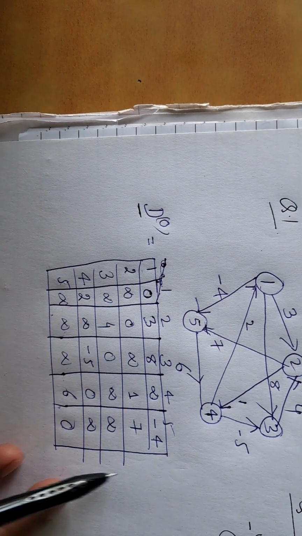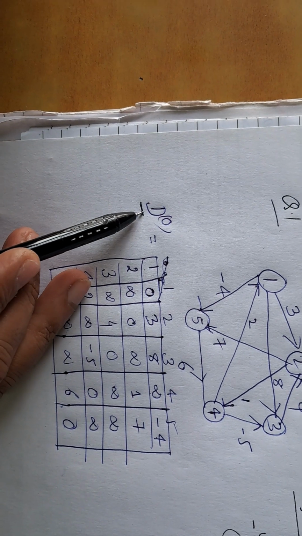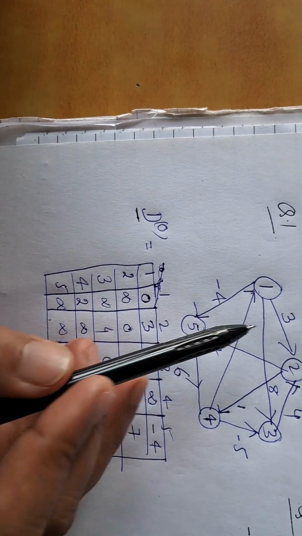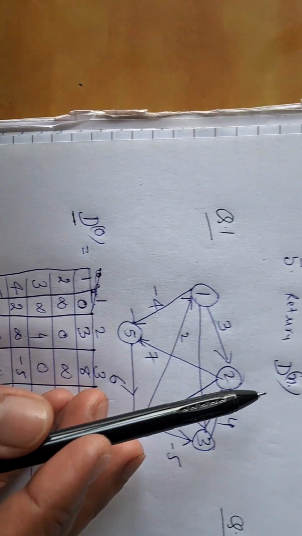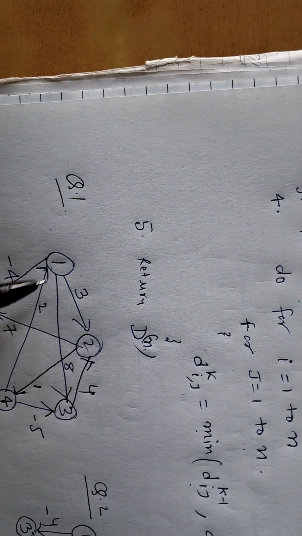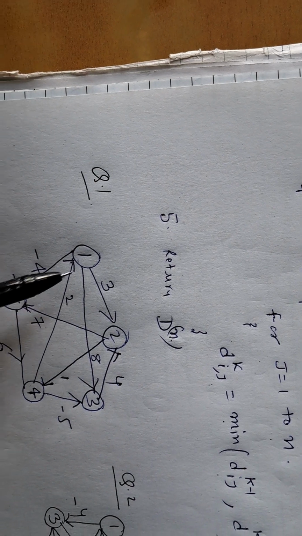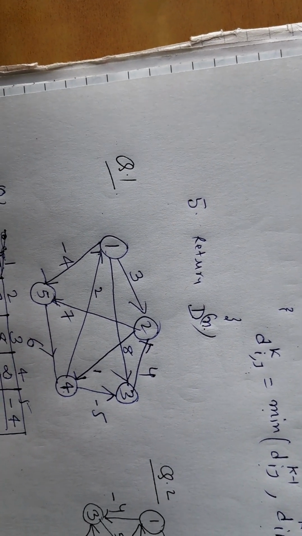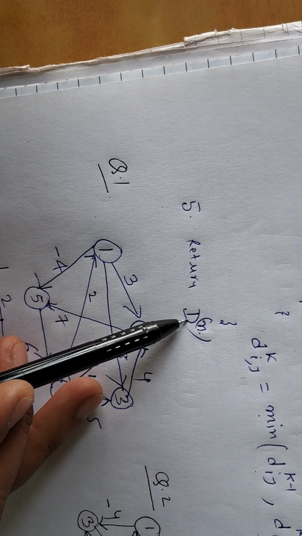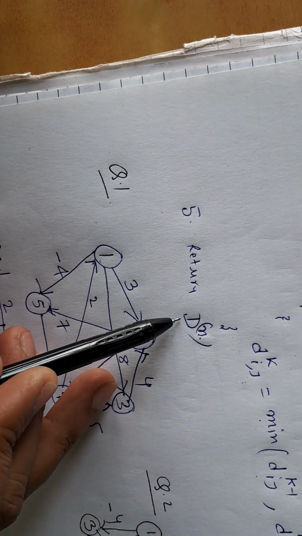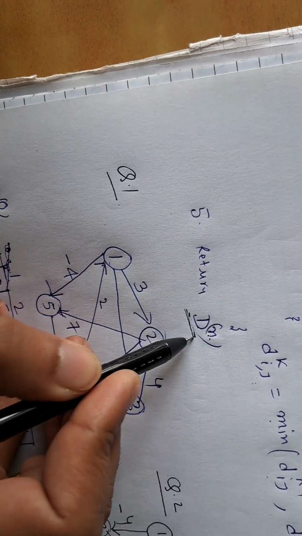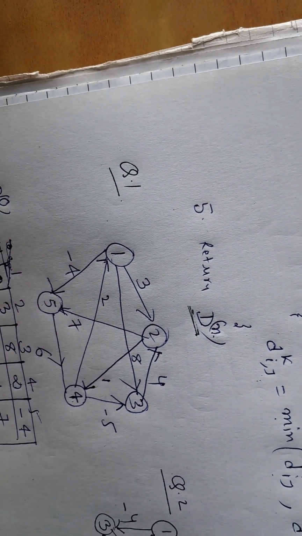Now in all pair shortest path, based on the number of vertices we have, we will generate how many matrices of this kind? Because at last we need to return D power n. How many matrices do you need to generate? D power 1, D power 2, D power 3, D power 4 and D power 5. Finally we return what? D power 5. That matrix will give us the answer of our all pair shortest path between all the vertices.